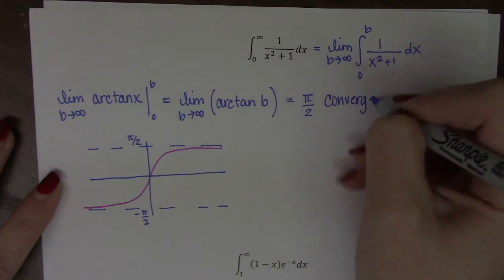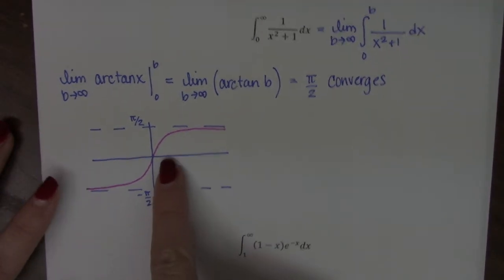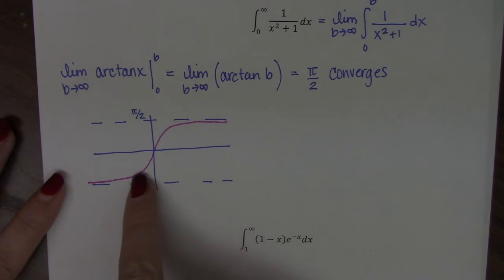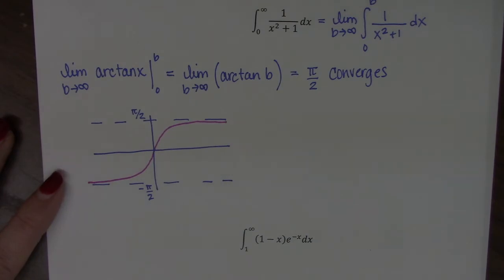which is a real number, so this thing converges. If for some reason you needed the limit as b goes to negative infinity, well, at negative infinity, it's approaching negative pi over 2. So it's a good thing you should know what these graphs look like.